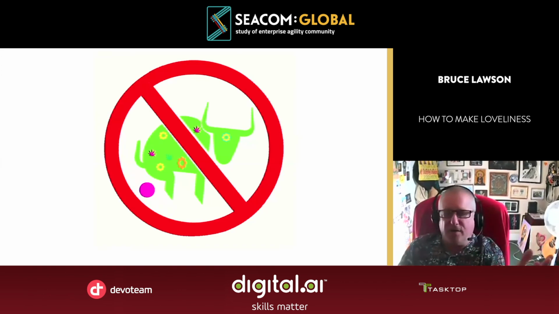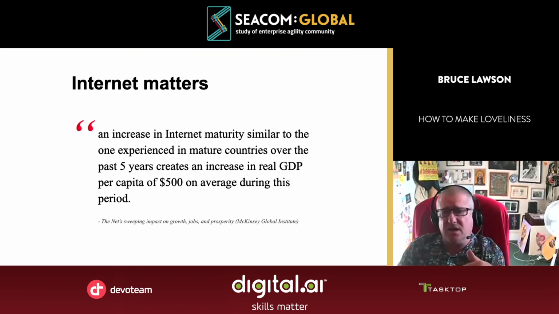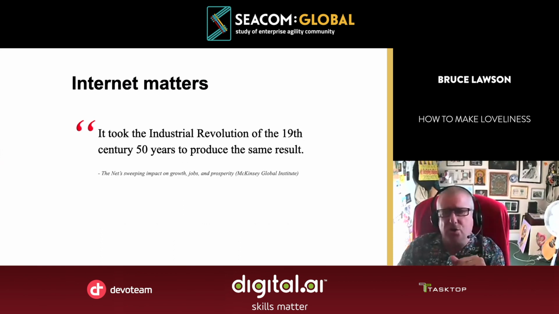And if you're tired of my hippie bullshit and you would like some numbers, McKinsey, the big management consultancy, said an increase in internet maturity, similar to the one experienced in mature countries over the past 5 years, creates an increase in real gross domestic product per capita of $500 on average during this period. By contrast, it took the Industrial Revolution of the 19th century 50 years to produce the same results.